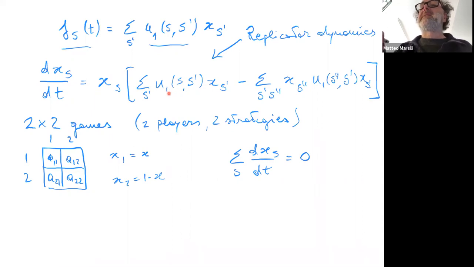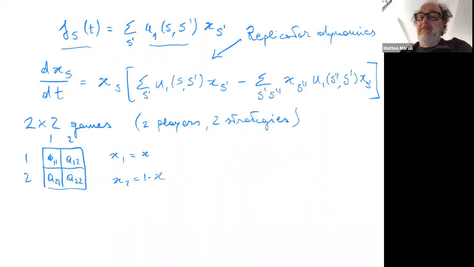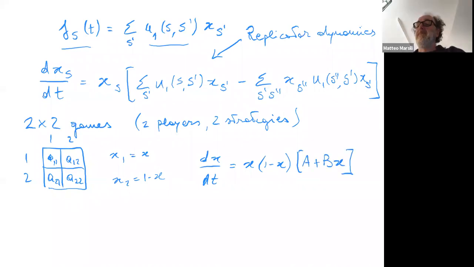When I sum over s here, I get exactly this term here. And when I sum over s this term, well, this is a constant and I just get one here. So essentially, the population is normalized and keeps being normalized by this dynamics. Okay, so the equation that we get for x is just that dx dt is equal to x times 1 minus x times a constant a plus b times x, okay?